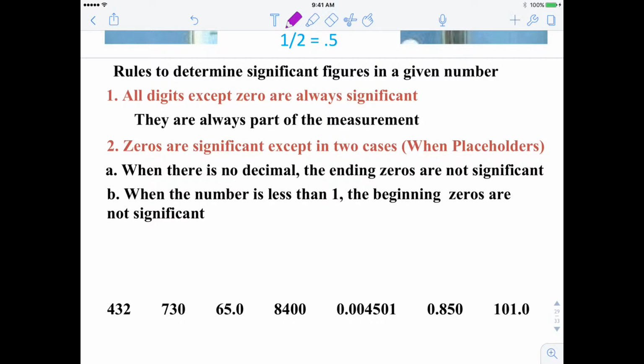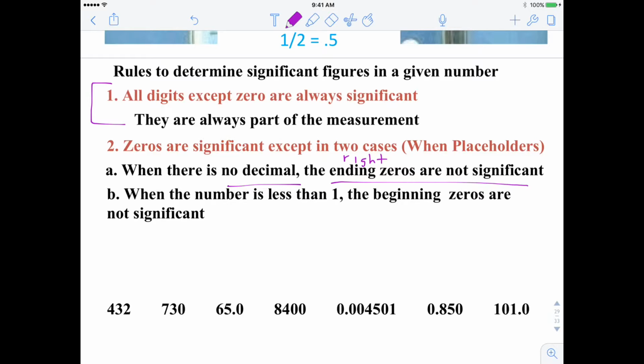These are the two rules that are most important. All digits that are not zero are always significant. So that's rule number one. If you have digits that are not zero, they're always part of the measurement, they're always significant. If you have zeros, they're going to be significant when they're between two numbers. But they tend to be insignificant or not important when they're at the end of a number. But it depends on if there's a decimal present or not. And so when there is no decimal present, the zeros on the right, the ending zeros, are not significant.